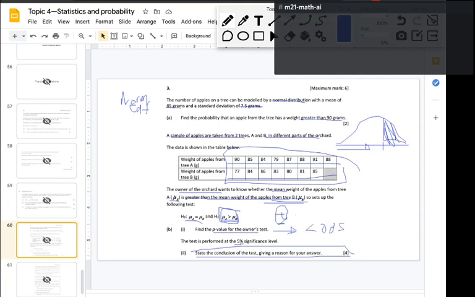And also state if it rejects ours, do not reject the null hypothesis.